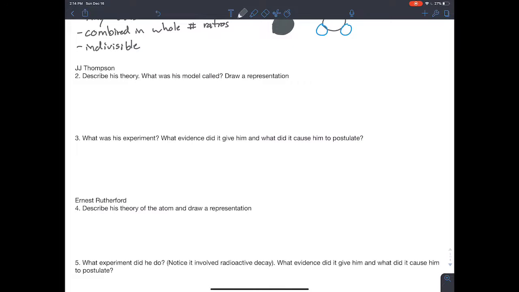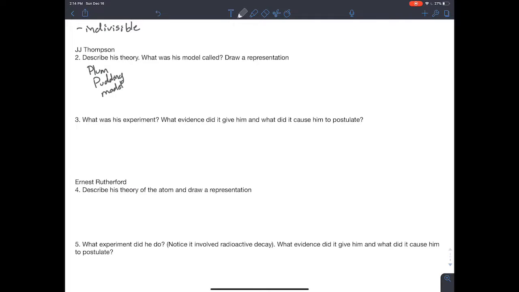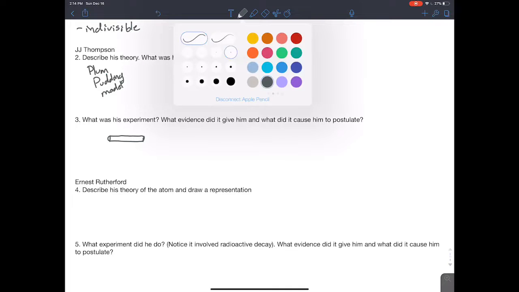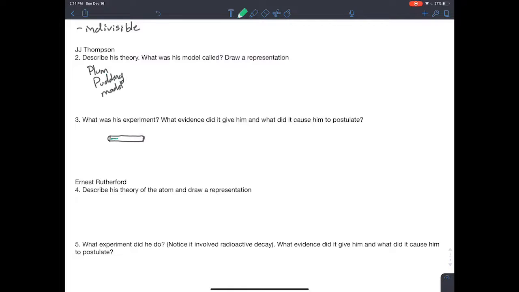J.J. Thomson, okay? He came up with the plum pudding model. Now I'm going to skip down to this question. We'll go back to drawing it and talking about what he said. So he did the cathode ray tube experiment, which you can look up. There's a video on the PowerPoint, pictures on the PowerPoint, stuff like that. So he had a tube of gas, and he passed electricity through it.